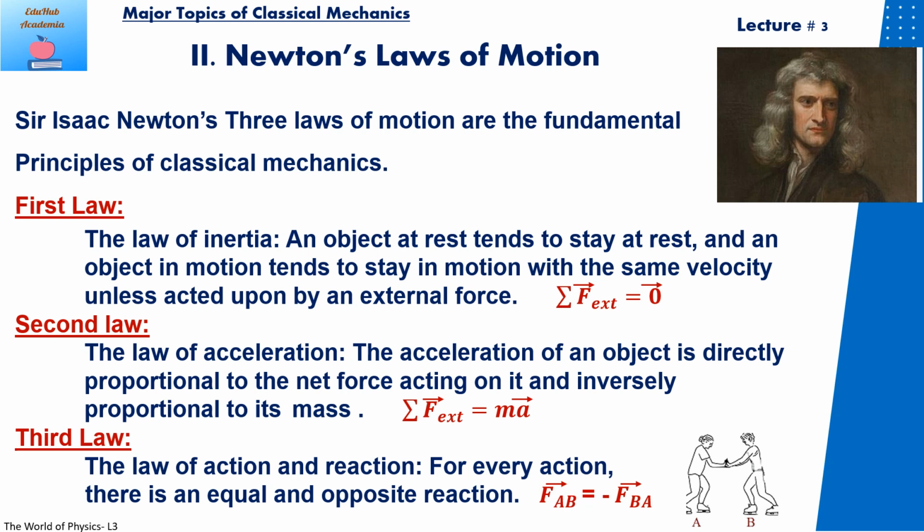Now we come to a very fundamental principle, or the very fundamental principles of classical mechanics, namely Newton's laws of motion. There are 3 laws. We'll start by talking about the first law, which is the law of inertia. Sometimes we refer to it as the law of equilibrium. What does it say? It says an object at rest tends to stay at rest. An object moving in a constant motion with the same velocity will continue moving with that velocity unless acted upon by an external force.